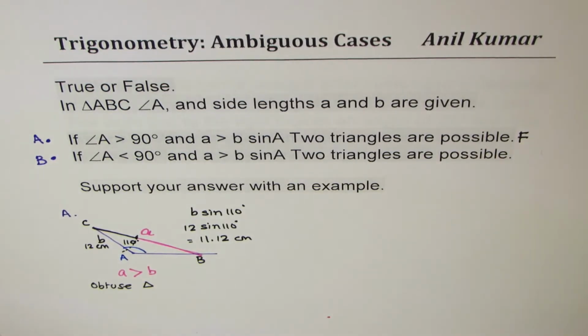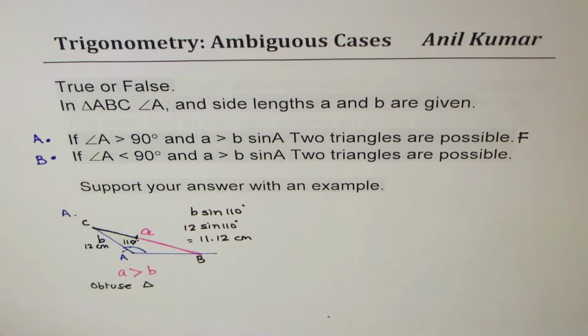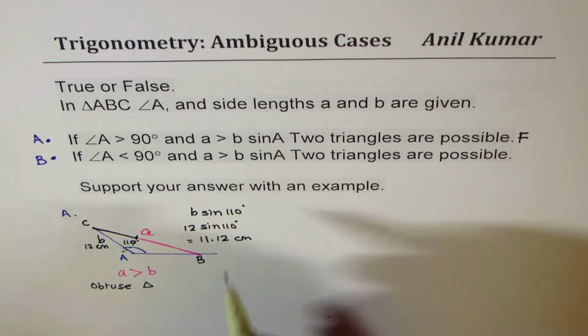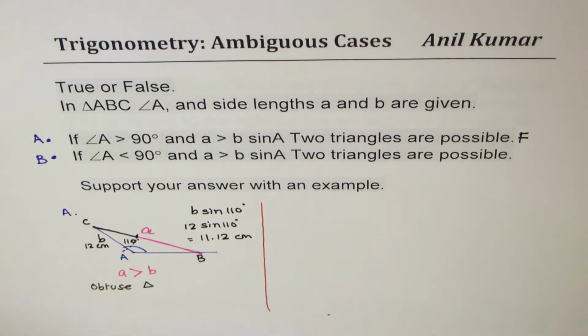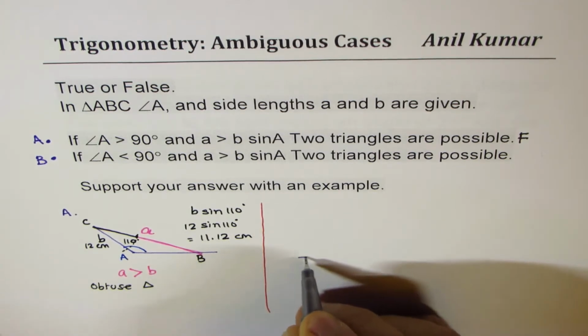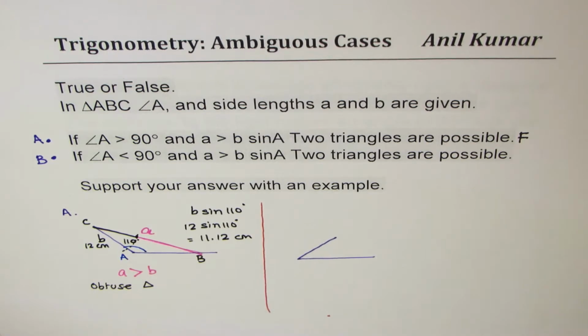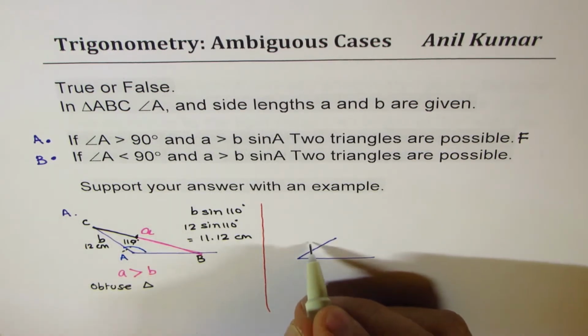Now the next one here is regarding the acute angle triangle. So let's answer this now. Let us again sketch a triangle similar to what we did last time. So let's say it's kind of like this now, right? Now here we have side b.